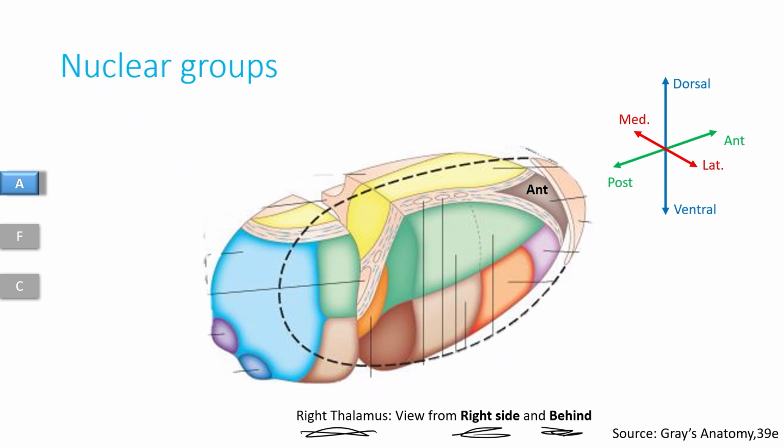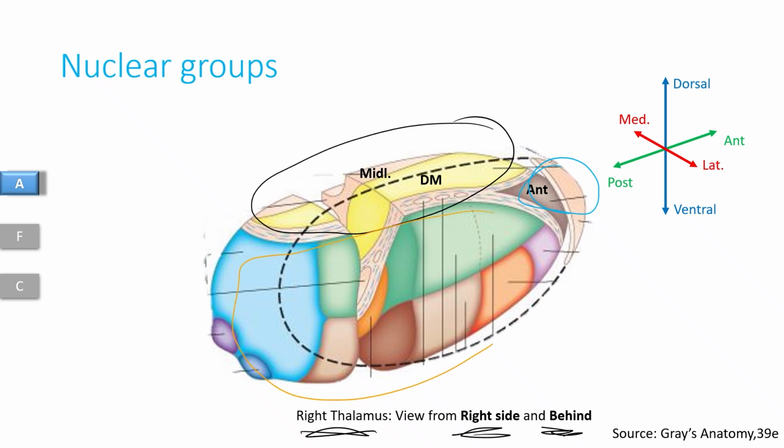Now, let us just go through these nuclei. I've already covered that in the previous video. This is the anterior nucleus. This is the dorsomedial nucleus. And this is the midline nucleus. As you know, there are three groups of nuclei. This is the medial group of nuclei. This is the anterior group of nuclei. And this is the lateral group of nuclei.